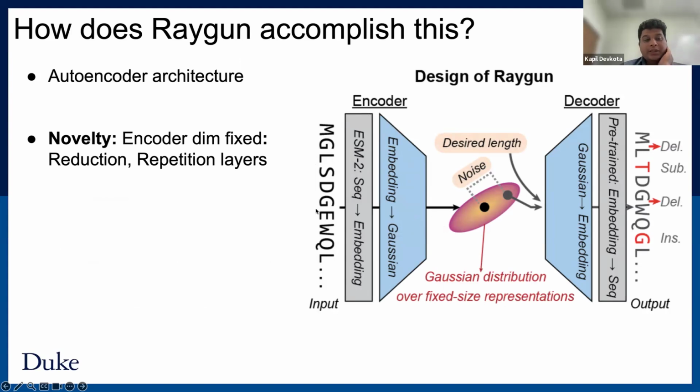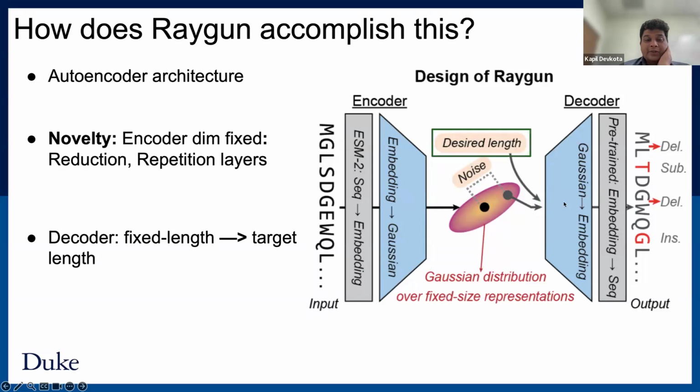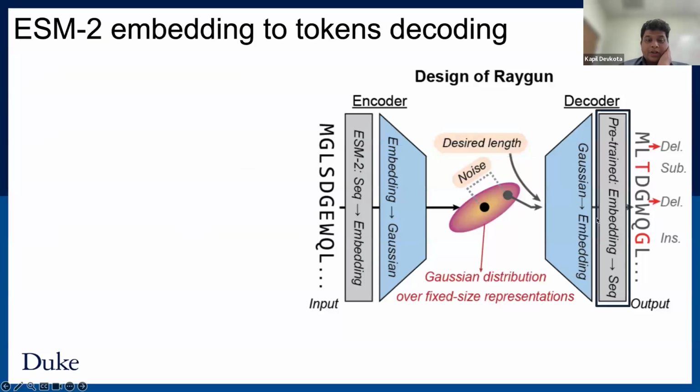And that is done through two simple and parameter-free layers called reduction and repetition layers. The fixed length representation is transferred to a variable length representation, using any target length we desire, by the decoder layer. So this model is an embedding to embedding model. You have an ESM2 embedding, you project it to a fixed length representation space using the encoder, and you project back to the variable length space using the decoder.